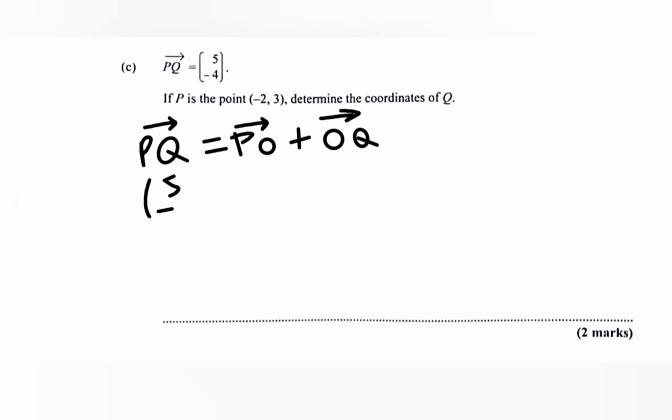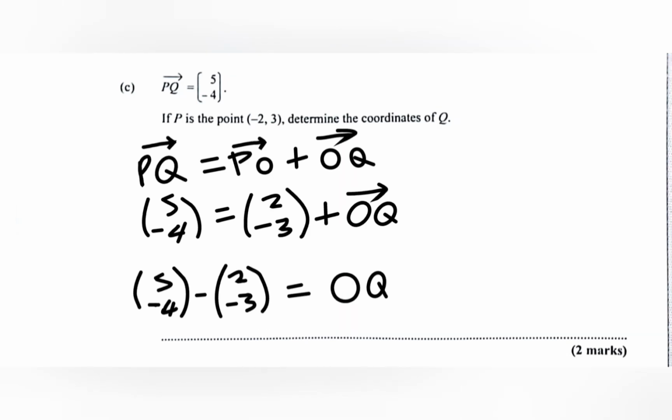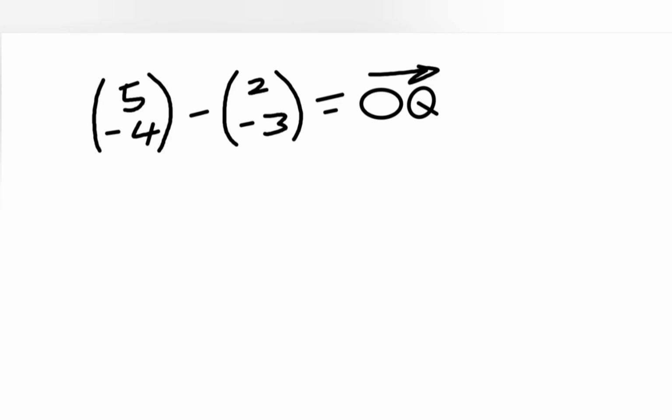PQ is 5, negative 4, and PO is the opposite of OP. OP is negative 2, 3, so PO will be 2, negative 3 plus OQ. So we're going to have 5, negative 4 minus 2, negative 3, and that will be equal to vector OQ. We're going to have 5 minus 2, and negative 4 minus negative 3, which is the same thing as minus 4 plus 3. That will equal OQ.